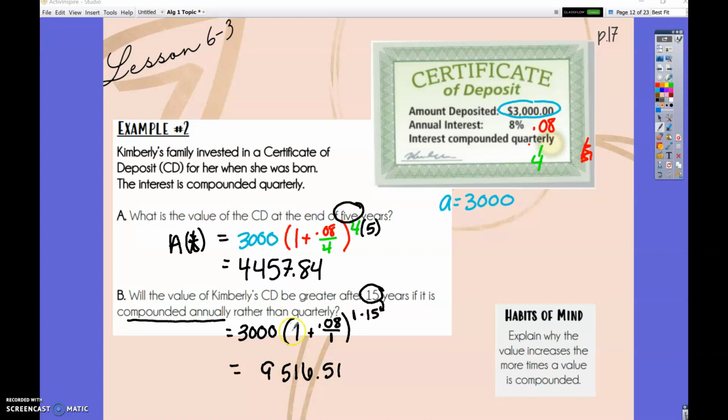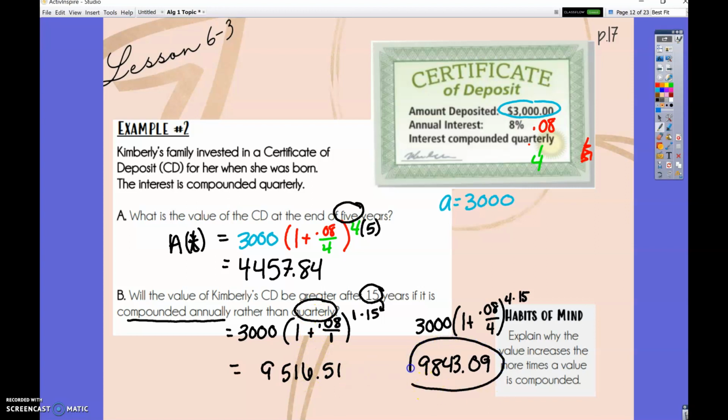Now, in this case, she obviously has more money than if she did it in 5 years, but they want us to compare it to if she did 15 years quarterly. So we'd have another equation with 3,000 times 1 plus 0.08 over 4, since quarterly is 4, to the power of 4 times 15. Doing this gives us $9,843. So we can tell that it's actually better if you compound quarterly or more times a year than just once.